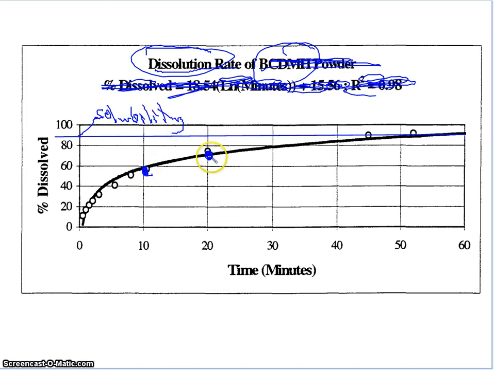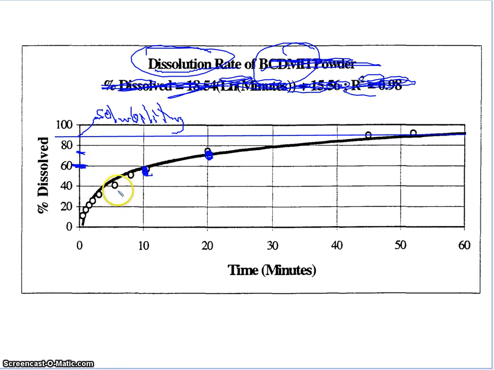So at 10 or 20 minutes, is it at its solubility? No. It can still dissolve more. So its solubility is up here. But its concentration is the black line. At 10 minutes, 60%, it has that concentration. And then at 20 minutes, it has 75 or something, it has that concentration.